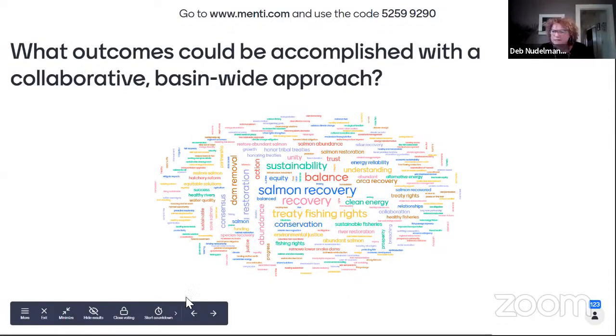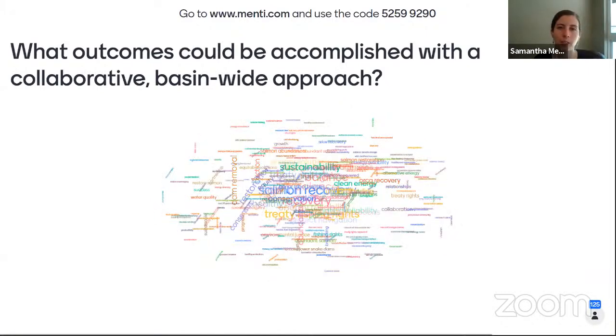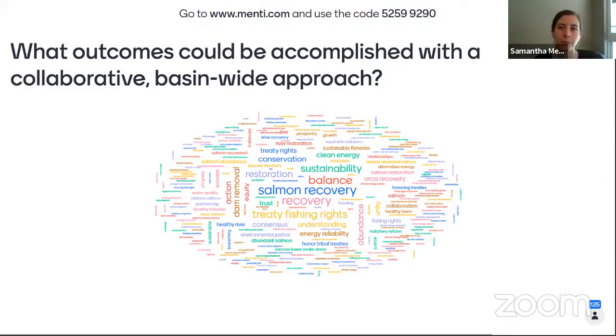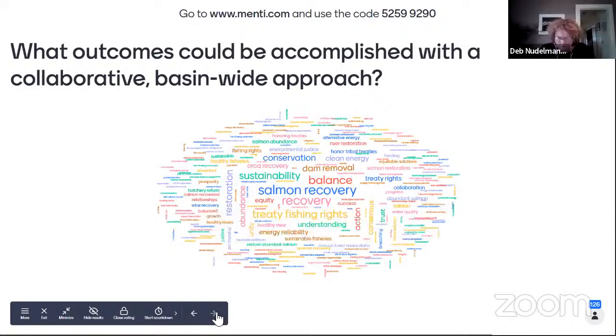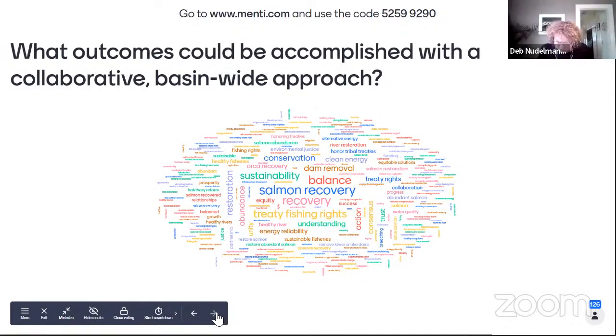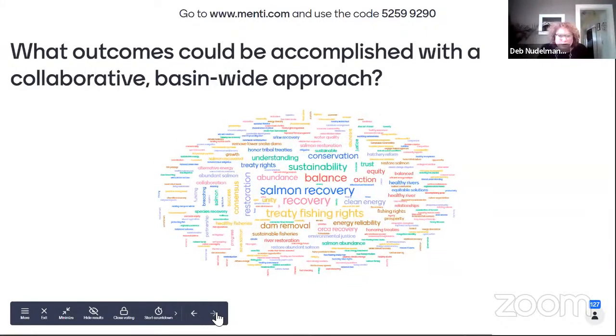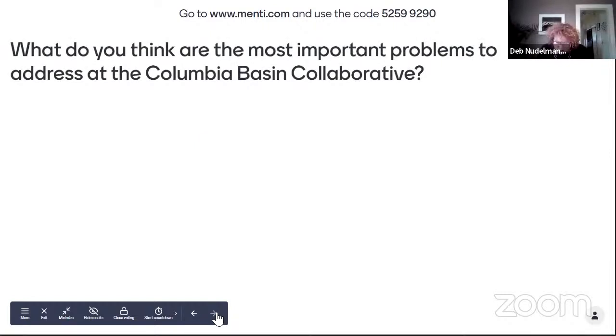Sam, when you move to the next slide, is that finished? Can it work still afterwards? Yep, you can still input afterwards. Okay, all right. So if there are a few people who want to add some more words, please feel free. We're going to move on to the last question, which is, what do you think are the most important problems to address at the Columbia Basin Collaborative?